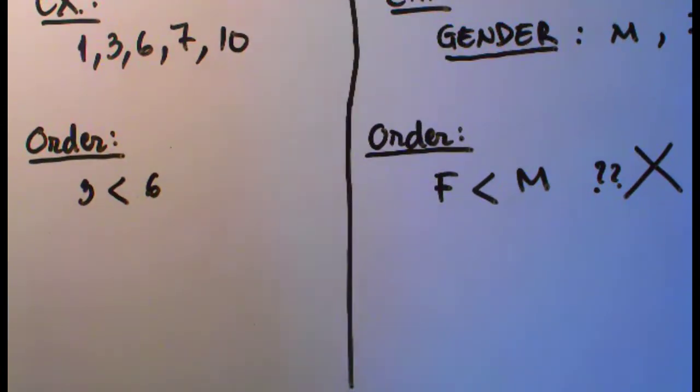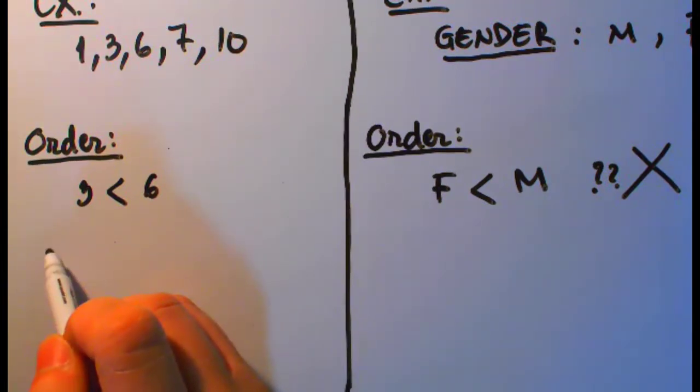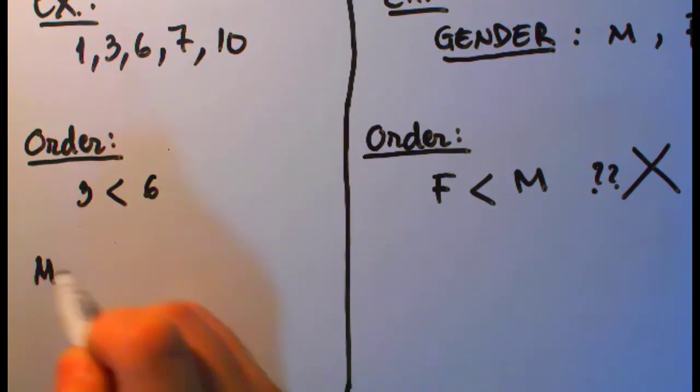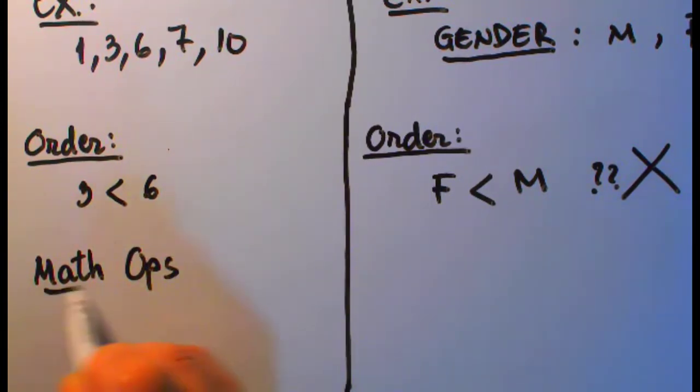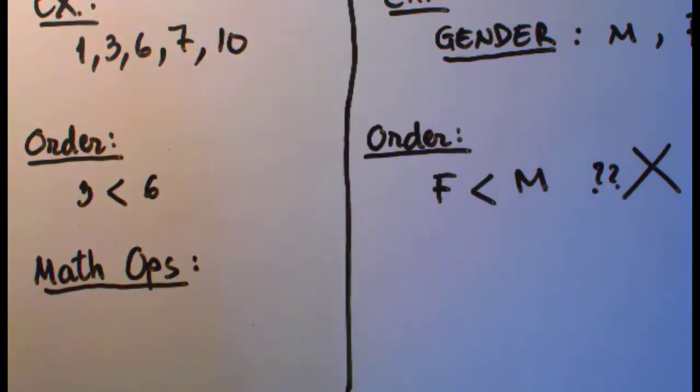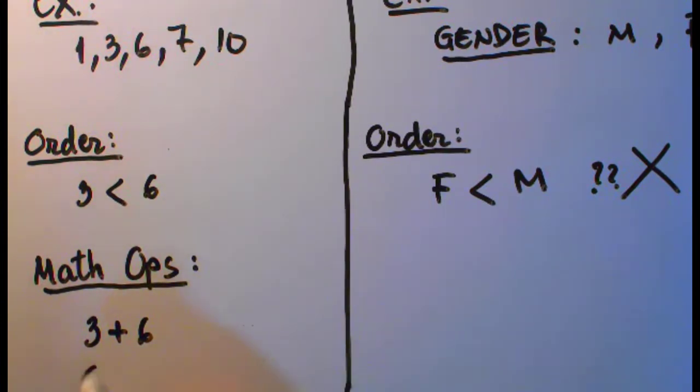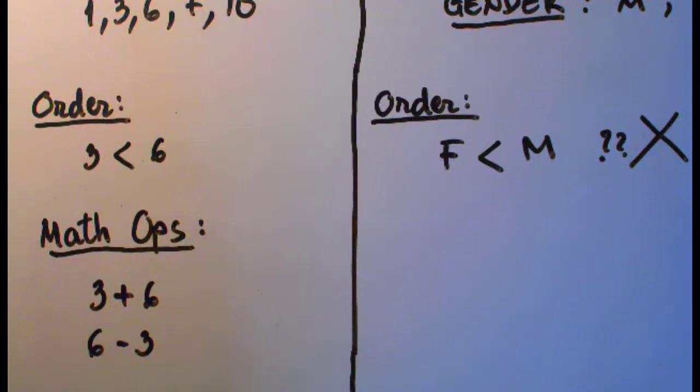Another major difference is that for numerical data, we can do mathematical operations. Math ops is short for mathematical operations. We can add values, 3 plus 6, and that makes sense in numerical data and gives another value. We can subtract data values, indicating how far the two values are from each other. We can multiply, we can divide.